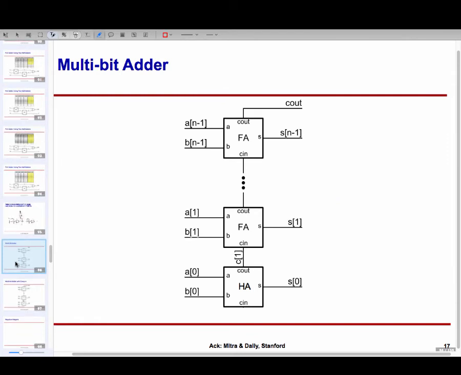Now, multi-bit adder. Intuitively, we've already gotten the hang of it. I'm going to use a half adder in the least significant bit, because there is no carry in there. And then I'm going to use full adder in all the other bits. And each full adder is going to take the carry output from the previous bit and feed a carry output to the next bit up.